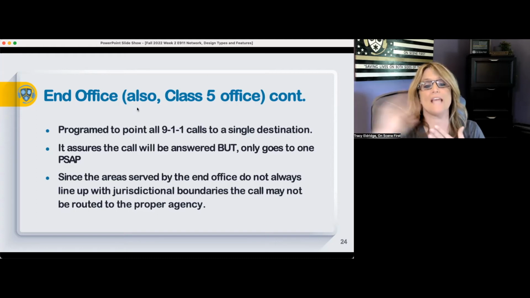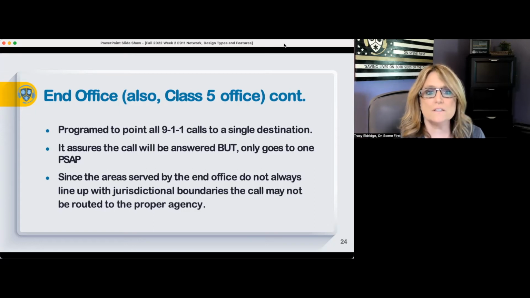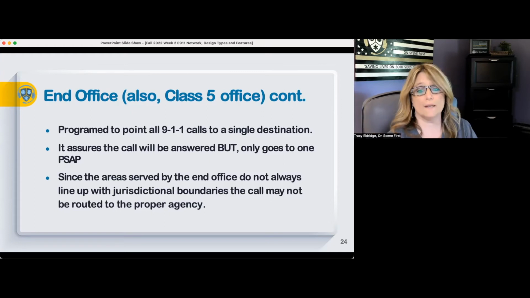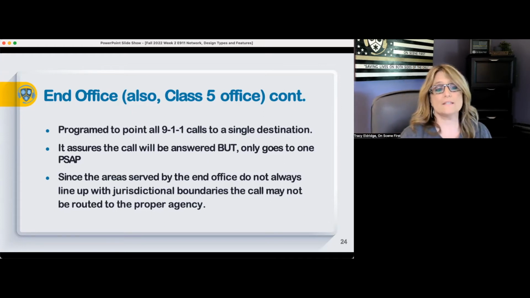But then I'm going to take the ending piece of it just a little bit further. Is the end office. If you see the word terminate, the end office is programmed to point all 911 calls to a single destination in that particular calling area. It assures the call will be answered, but it only goes to one PSAP. And since the area served by the end office does not always line up with the jurisdictional boundaries, the call may not be routed to the proper agency.